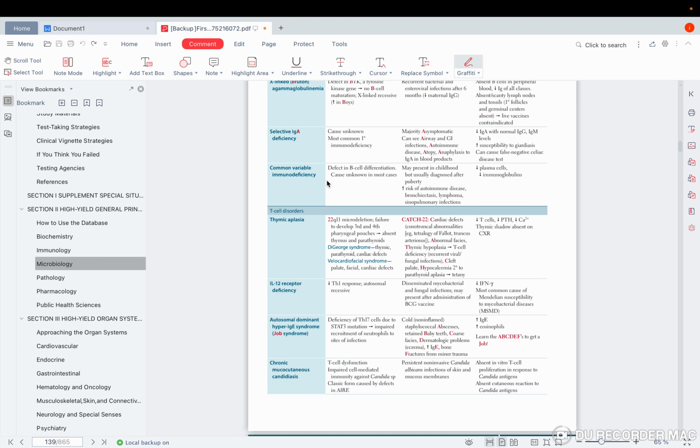Okay, thymic aplasia we spoke about today. Oh, okay, somebody with interleukin 12 deficiency, they are at high risk of developing what?